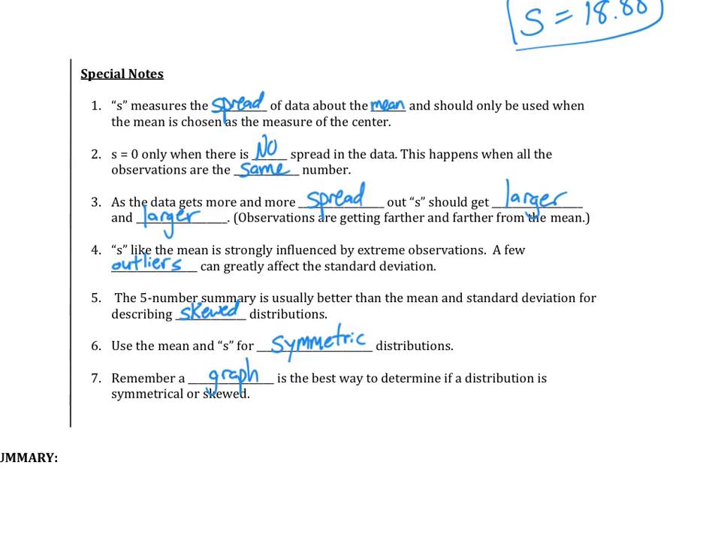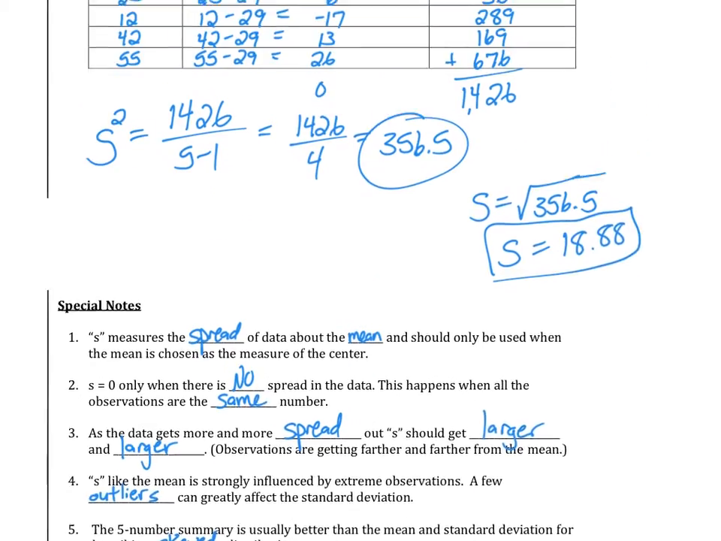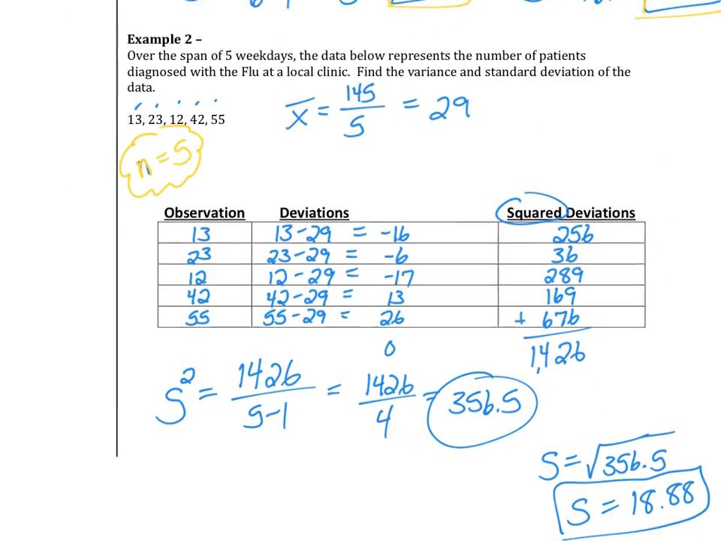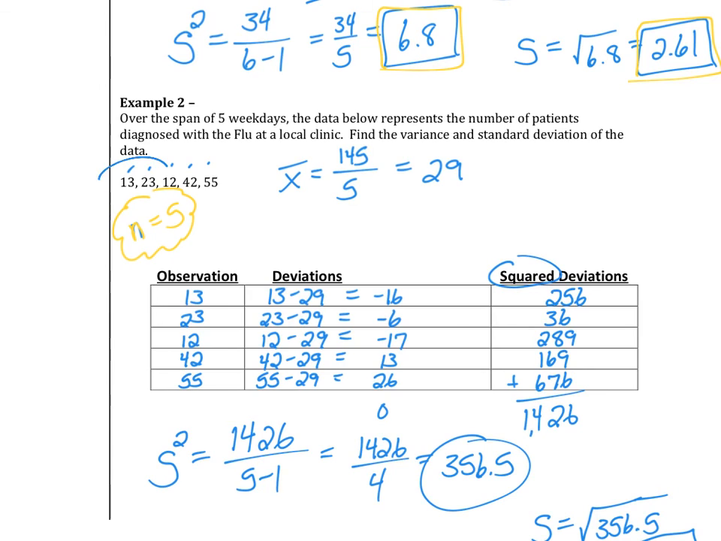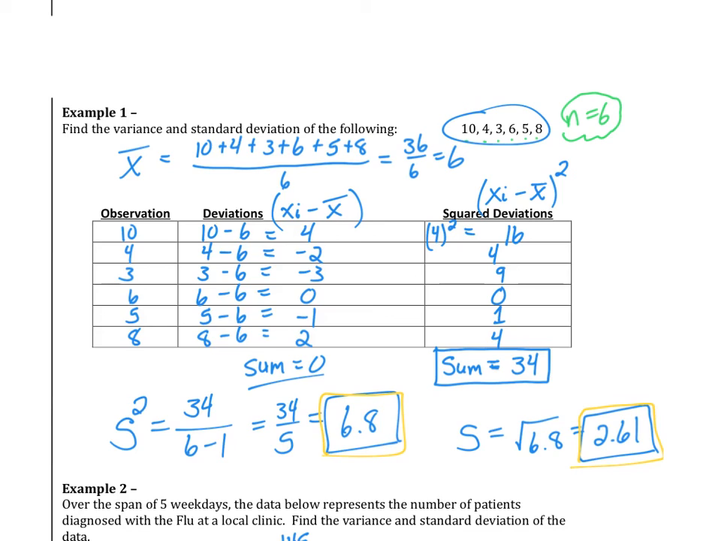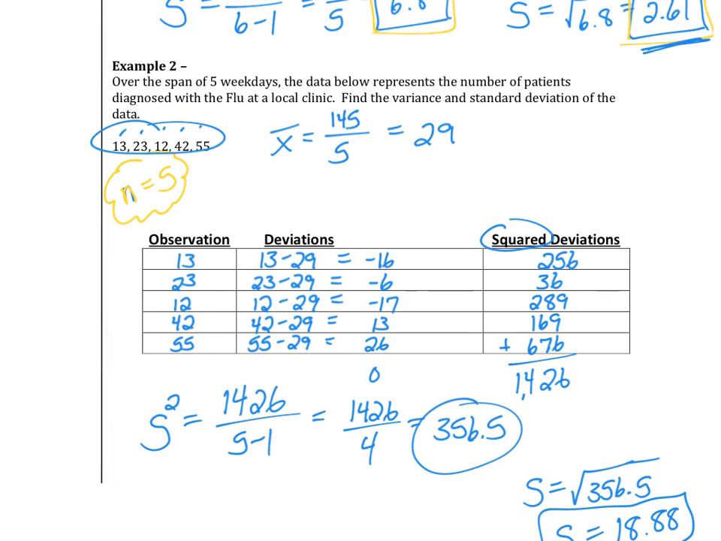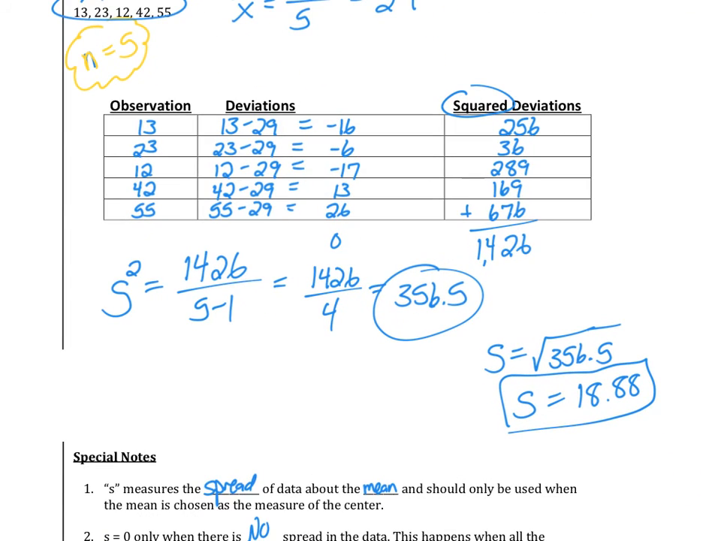So I just want to point out, I'm going to slide up, and if you didn't get all this, you can just pause the video. As I slide up, do you see how, look at the sets of numbers. So here's the second set of numbers, and here's the first set of numbers. The first set of numbers go from 3 to 10, so they're all between 3 and 10, and the standard deviation was 2.61. The second numbers go from 12 to 55, so they're more spread out. The standard deviation was 18.88. So the more spread the numbers get, the bigger the standard deviation is.